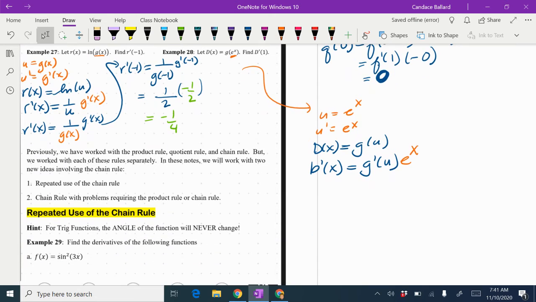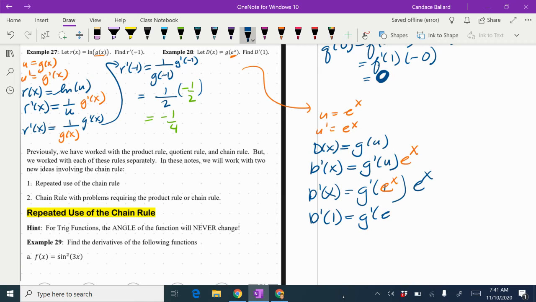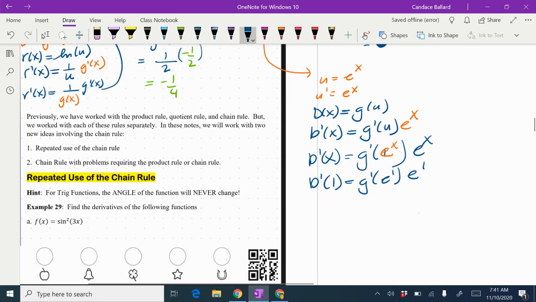And now we're going to substitute in a 1. So d prime of 1 equals g prime of, oh, I missed substituting my u in. I got to put my u in. My u is e to the x. I shouldn't have done the 1 yet either. So this has got to go back to an x. E to the x. Now I'm going to put in my 1. G prime of e to the first times e to the first.